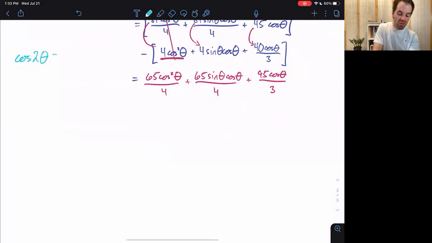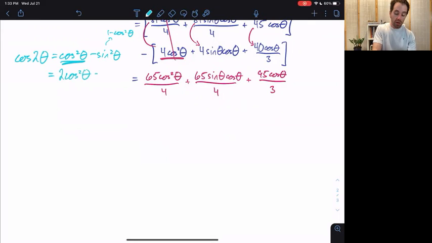Remember, cosine of 2 theta is cosine squared theta minus sine squared theta. And if we want to isolate this, you replace the sine squared with 1 minus cosine squared. And this becomes 2 cosine squared theta minus 1. So then isolating cosine squared, you get cosine squared theta equals 1 plus cosine 2 theta all over 2. So that's what we can swap in there.